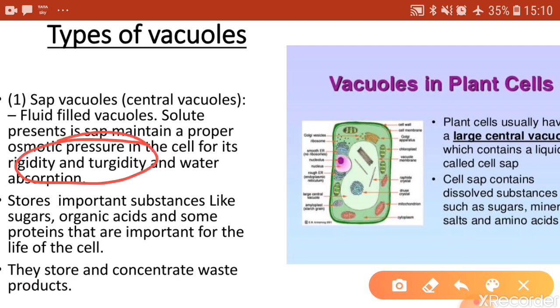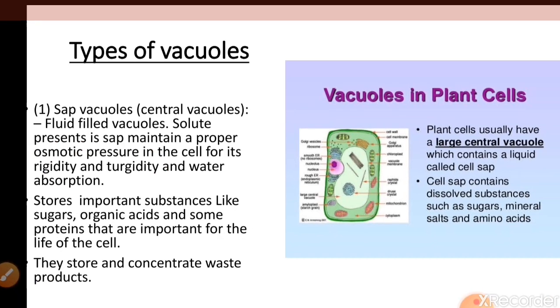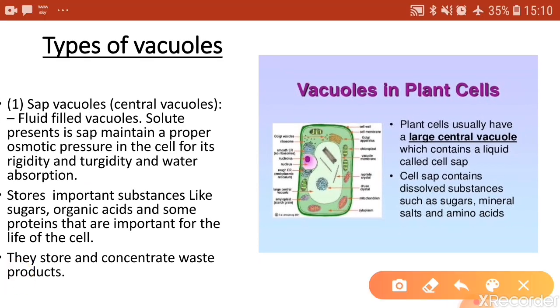So turgidity and rigidity is maintained because of the osmotic concentration of the sap present in the sap vacuole. So these are the important functions of the sap vacuole.